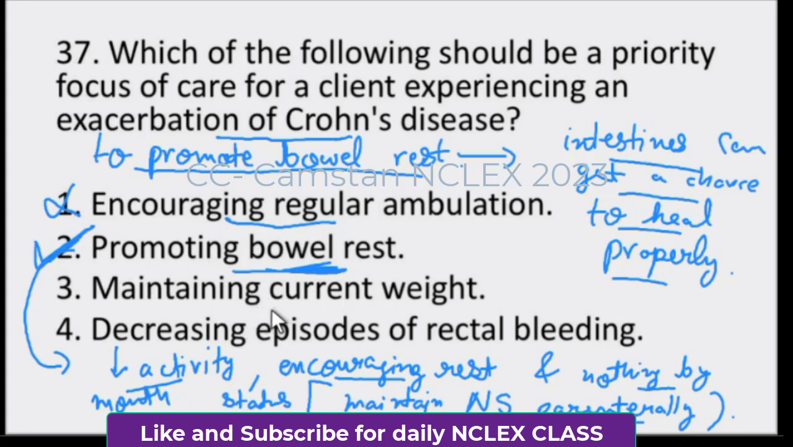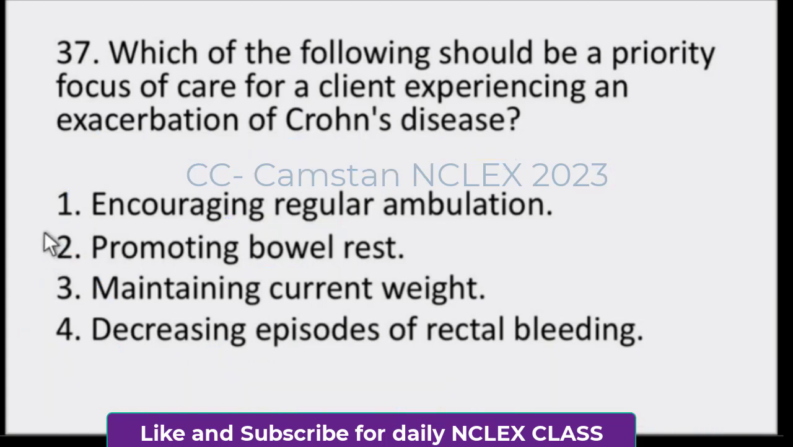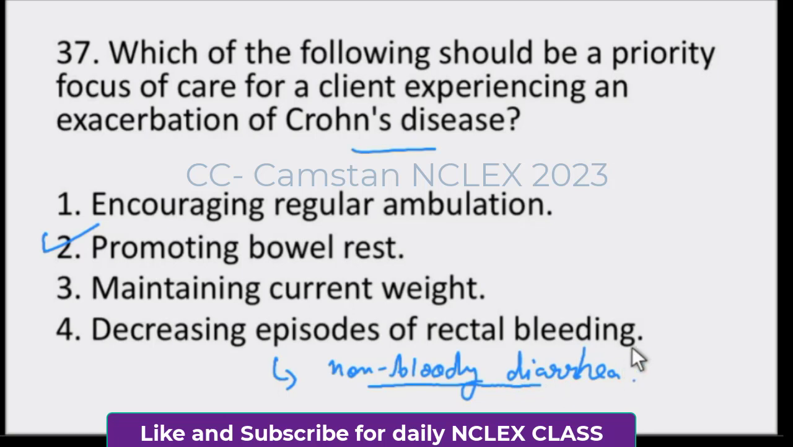Third one is maintaining current weight. Yes, it is important, but our client will surely lose some weight because it's an illness. So third option is also not correct. Fourth one is decreasing episodes of rectal bleeding. This is one important point in Crohn's disease, that the diarrhea associated with Crohn's disease is non-bloody. The patient having Crohn's disease always presents with non-bloody diarrhea. So it's a good differentiating feature, right?